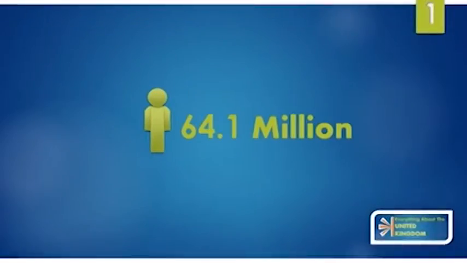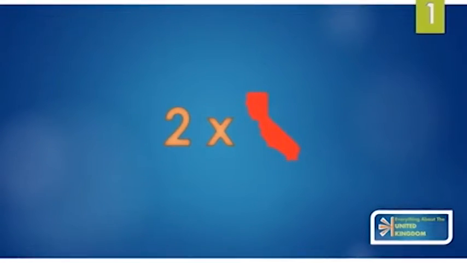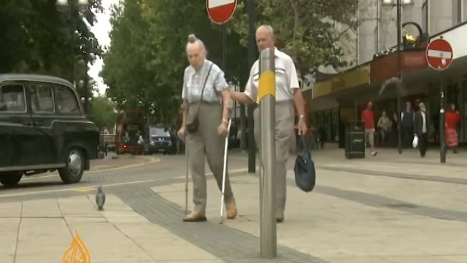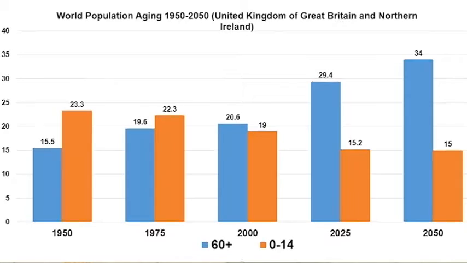The population of the UK is 64.1 million. It is twice as populous as the state of California. England is the most populous of all four constituencies. Old Europe is getting old, and fast. Due to a combination of increased longevity and a low fertility rate, in 2000, for the first time in history, British people over 60 outnumber those below 14.